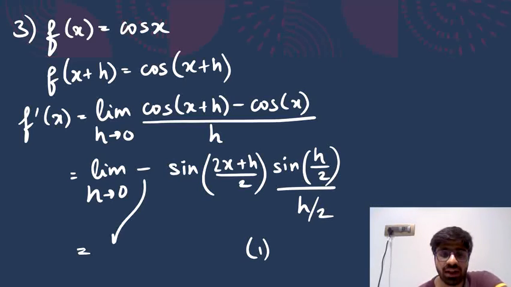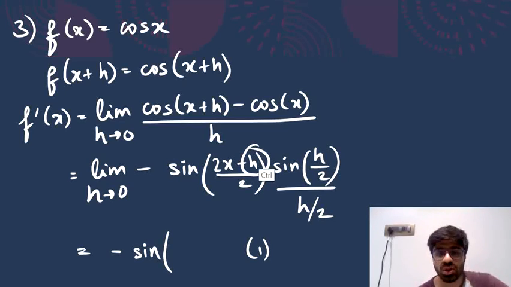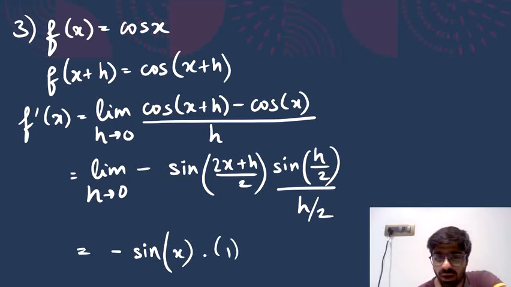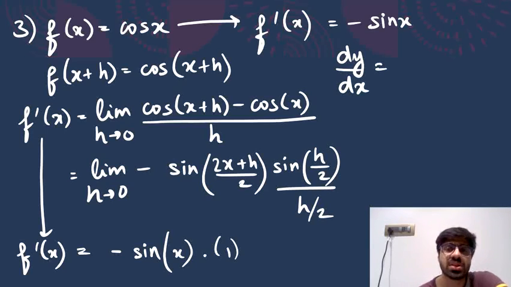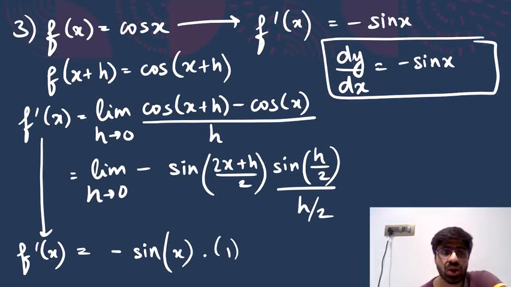And then we are left with a negative sign here. So minus sine of, put h equal to 0 here. So you have (2x plus 0) divided by 2, that is 2x upon 2, which is simply equal to x. So we have minus sine x into 1, and that will be the derivative of cos x. So f dash x is what we are getting as minus sine x. Okay, so if f of x was equal to cos x, f dash x, that is the derivative of y with respect to x, which is dy by dx, is equal to minus sine x. So that's how we are solving our third question.